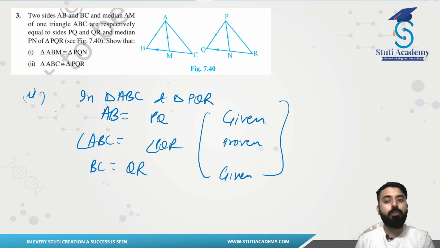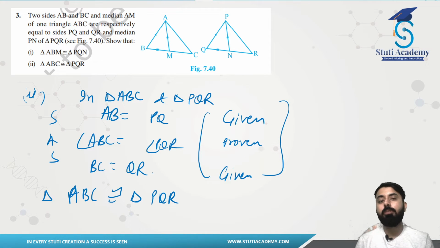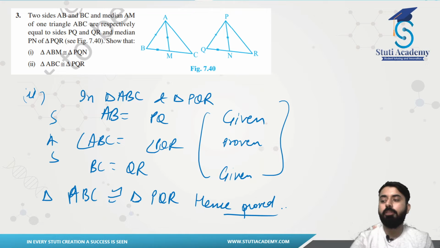Okay, so side, angle, side: triangle ABC is congruent to triangle PQR, and this is what you have to prove. So hence proved. I hope you don't have any doubt in this because that will be the solution of this question. Now let's move forward and start with our next sum.